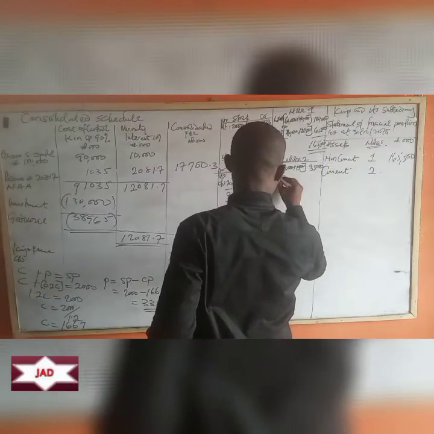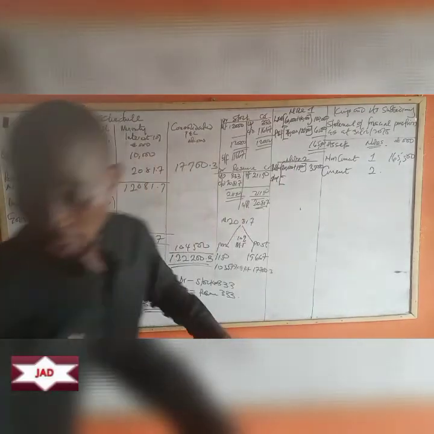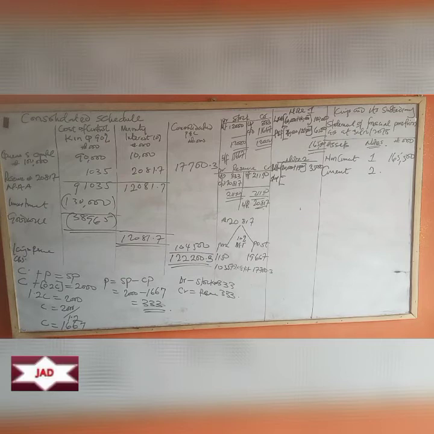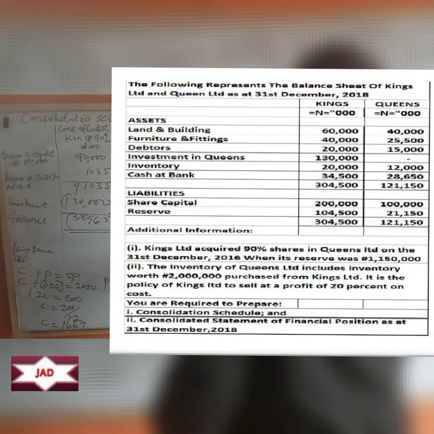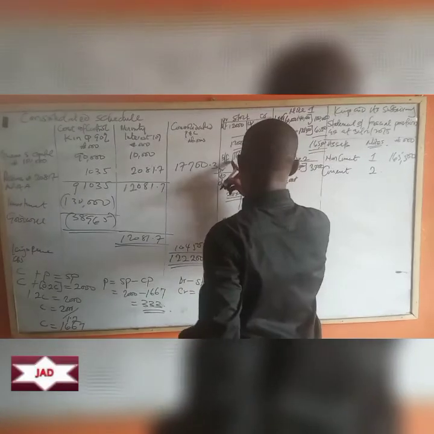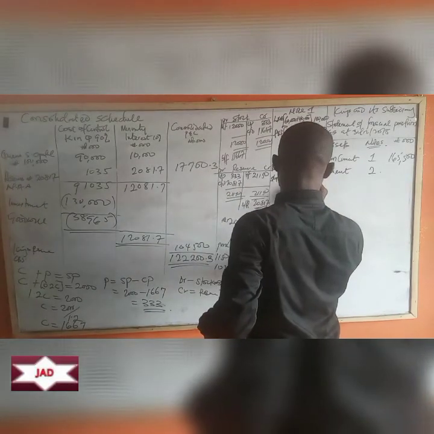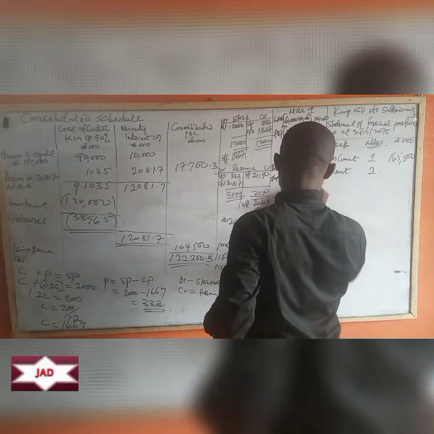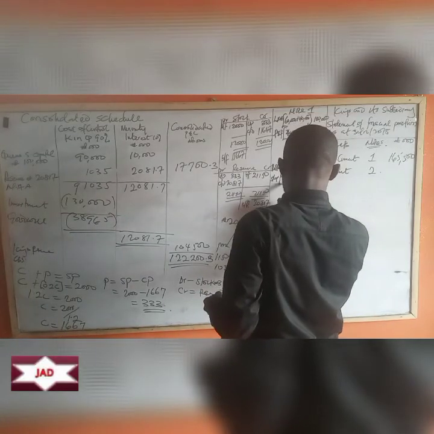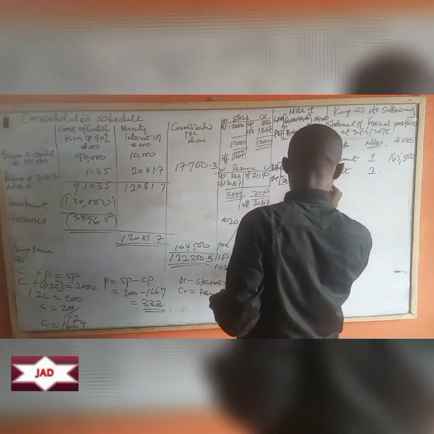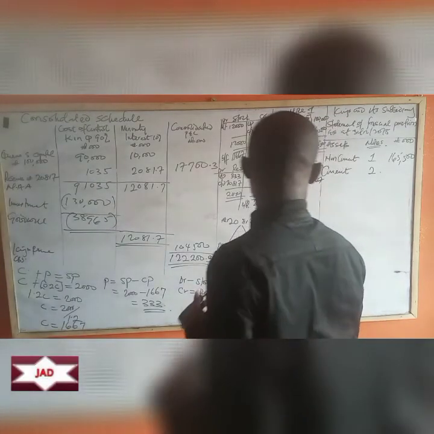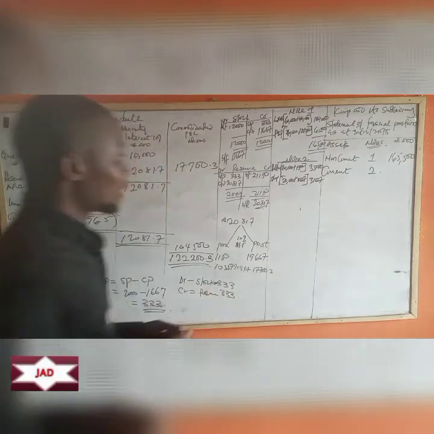The next one, inventory. That's the stock. Holding company stock is 20,000, but that of subsidiary has changed. So we have 20,000 plus what do you have there? 11,667. So what do you have? That will be 31,667. Right? So what's the next one?